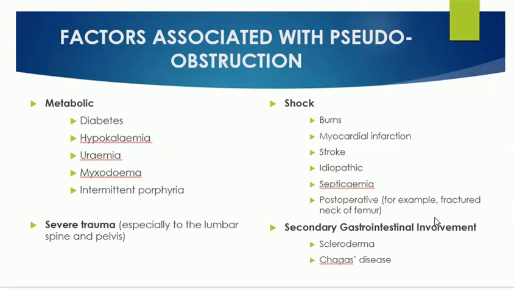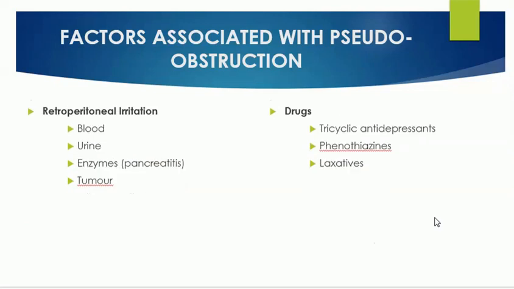Severe trauma, especially to the lumbar spine or pelvis, also results in pseudo-obstruction. Patients in shock, like shock in burns, myocardial infarction, cardiogenic shock, patients with stroke, then septicemia, and post-operative patients with shock. These are also factors which can lead to pseudo-obstruction. Secondary gastrointestinal involvement, with scleroderma and Chagas disease, can also result in pseudo-obstruction. These are the factors associated with pseudo-obstruction.